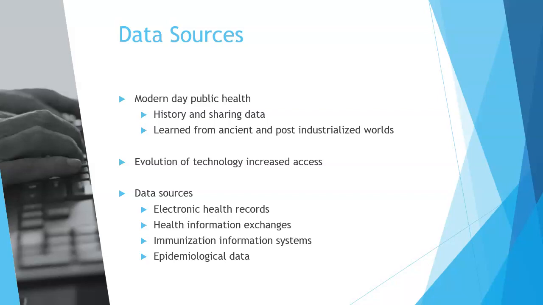The evolution of technology has increased access to data sources and information sharing that can be utilized to improve public health. Data sources such as electronic health records, health information exchanges, vital records, and immunization information systems can all be used to provide essential data about specific population health needs and work to develop effective interventions. Epidemiological data is another source crucial to preventing public health and safety.